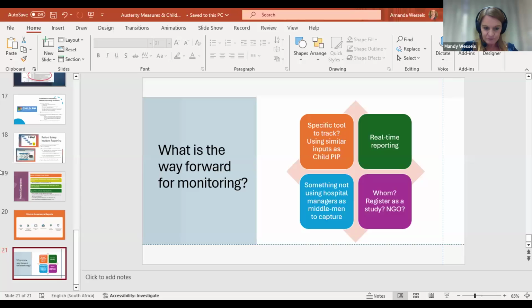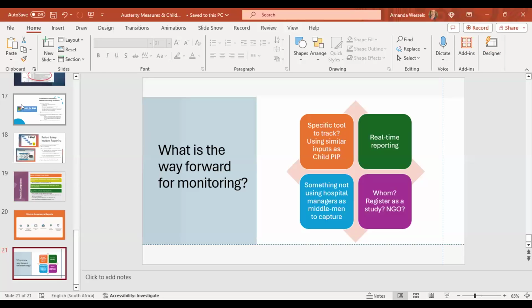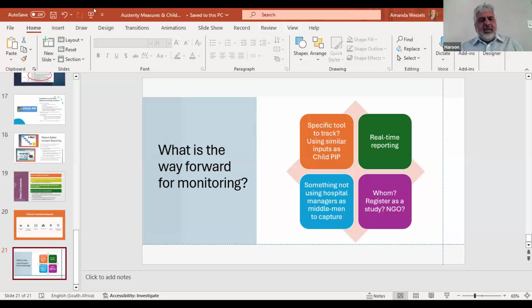Thank you very much, Mandy. So I think you've met the brief very well. You've highlighted to us some of the existing surveillance tools that we may not actually think of, and perhaps suggested how we might use them. But as you say, it's a difficult question. Do we have specific indicators that can allow us to measure the effects of austerity? No, we don't.